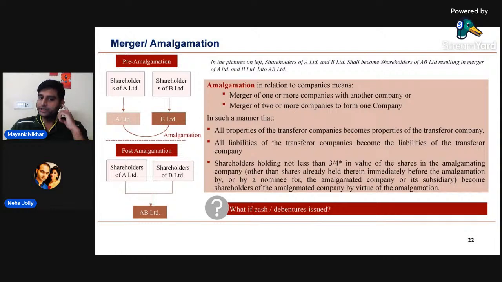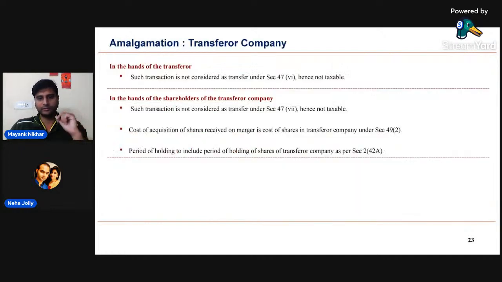Now there's a question: what if, instead of shares, cash and debentures are issued? If cash and debentures are issued, they will not become shareholders. So this condition shall not be satisfied, and it will fail to fall under the definition of merger. What about the transferor company? Such a transaction has been excluded as transfer, and it will not be taxed as capital gain. For the shareholders of the transferor company, again, it has been taken out from the definition of transfer via section 47, subsection 7. The cost of acquisition and the period of holding shall be the cost of acquisition of the previous company, and the period of holding shall also include the period that the shareholder had held shares in the previous company.